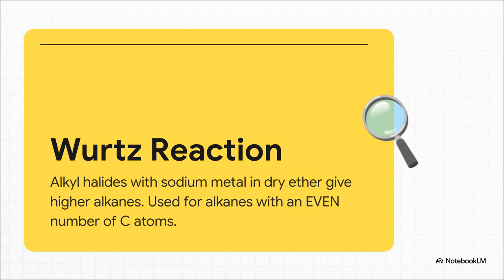Okay, let's talk about a key preparation method, the Wurtz reaction. Now here's the deal, and this is the part you cannot forget. This reaction is fantastic for making symmetrical alkanes. You know, the ones with an even number of carbon atoms. If you try to make an alkane with an odd number of carbons, you just get a big messy soup of different products. NEET knows this, and they will try to trap you with it. So remember, Wurtz is for even.